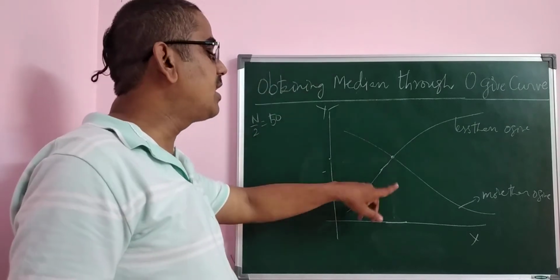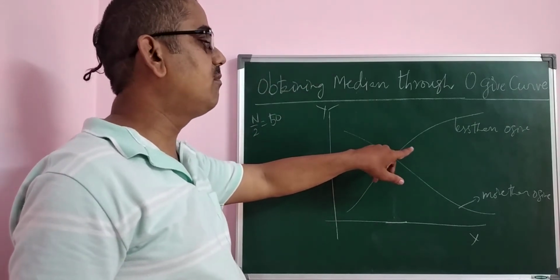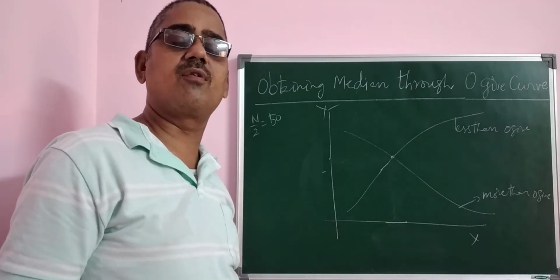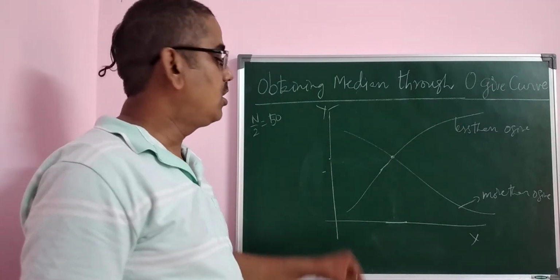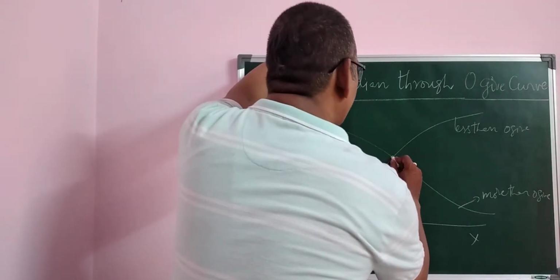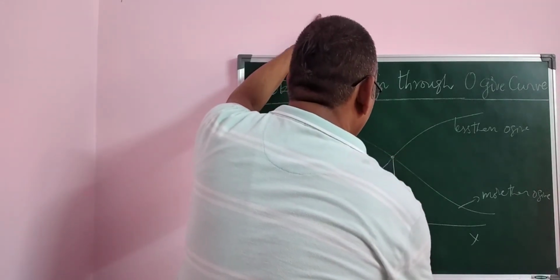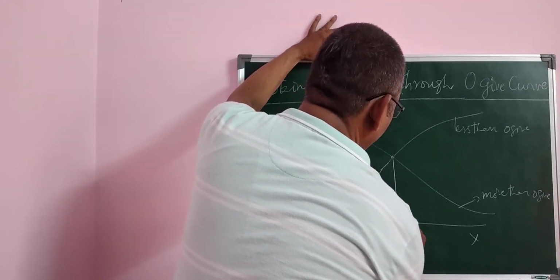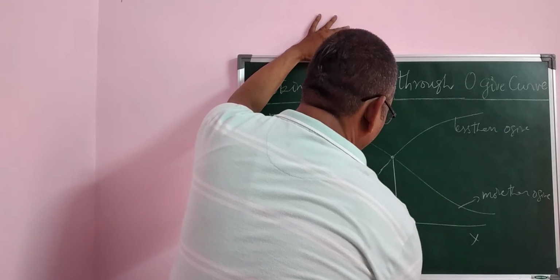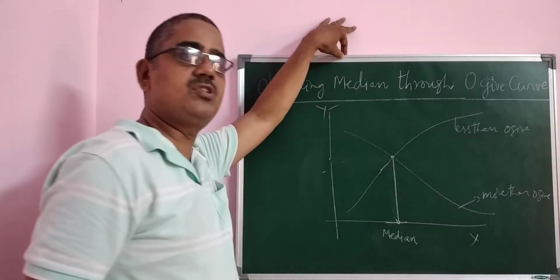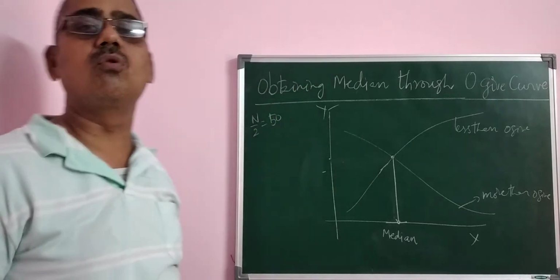After obtaining the intersection point for these less than and more than Ogive curves, draw one perpendicular line meeting the x-axis, like this, and this point gives the median. That's all. This point gives the median. This is procedure number 2.